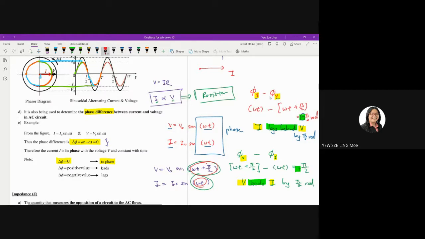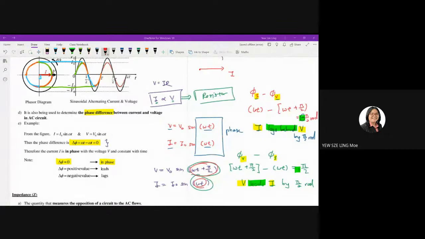Okay, so you yourself have to know how to describe all these terms because you need to mention it in your final answer. Okay, kalau soalan minta Anda kira phase difference, selepas Anda kira, Anda kena sebut which one is leading, which one lags behind. And then how do you know? That is how you do it.